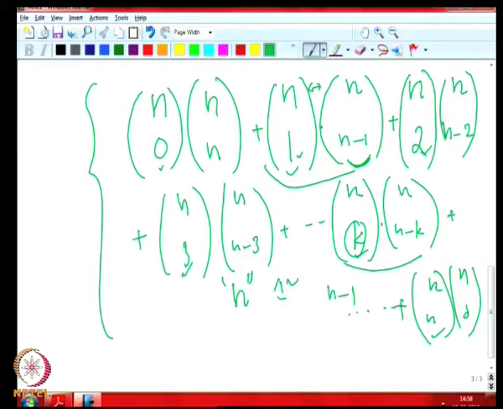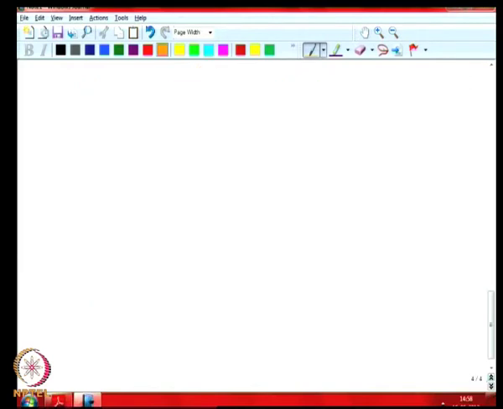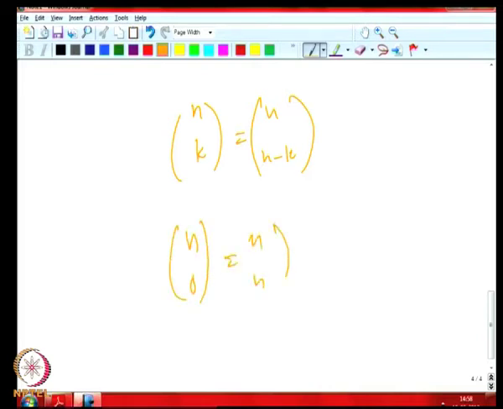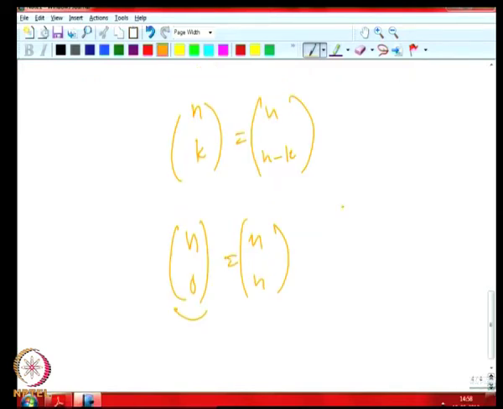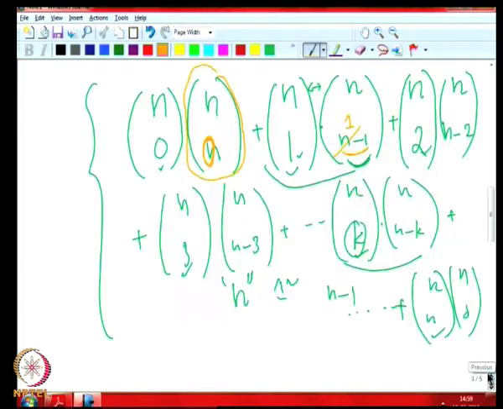That we will get if you observe that this term is actually n choose 0. For instance, here I can put 0 instead of n. Why? Because I can use the symmetry identity. That means I know that n choose k is equal to n choose n minus k. In principle n choose 0 is equal to n choose n. So, n choose n can be replaced by n choose 0. Similarly, n choose n minus 1 here can be replaced by 1, because n choose 1 is equal to n choose n minus 1. Similarly, each term we can replace, here I can put 2, here 3, here in general I can put k, and here it will be n itself.